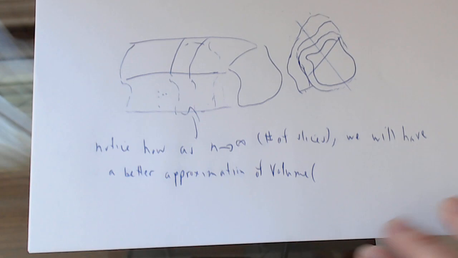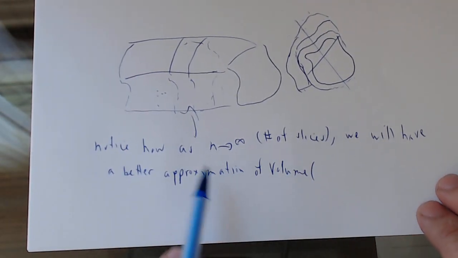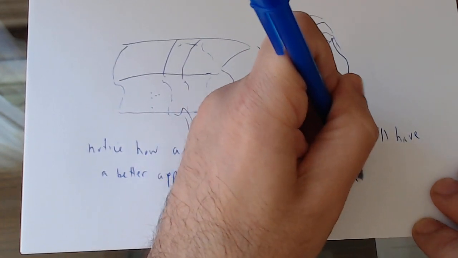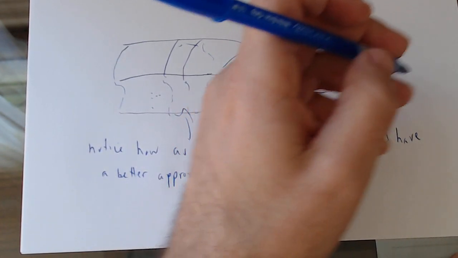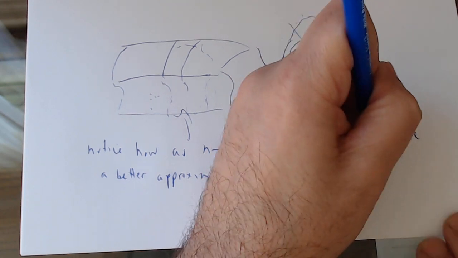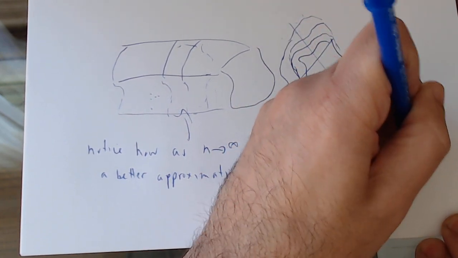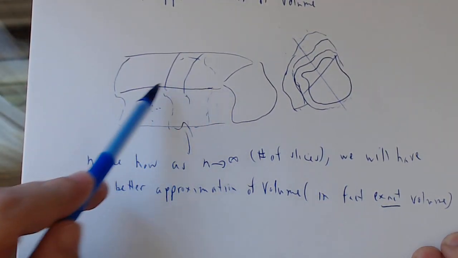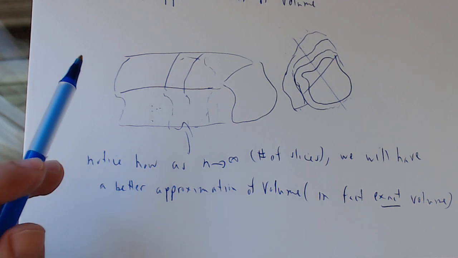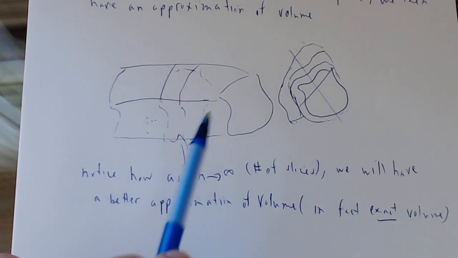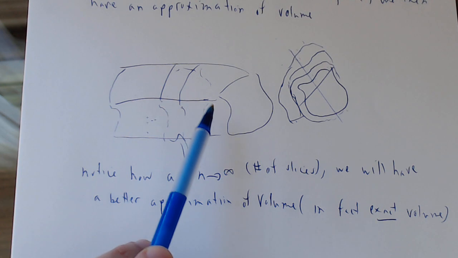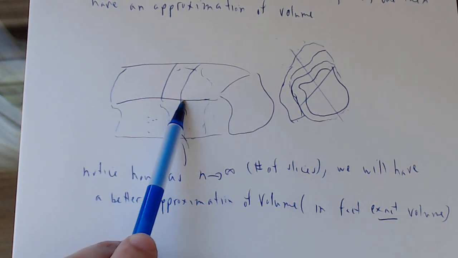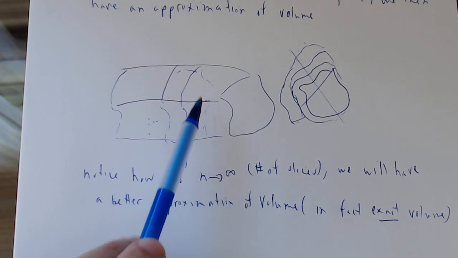And one comment I'll make here is that if I'm making infinitely many slices, we'll have the exact volume. So what we notice is the more we slice these up and find the volume of each piece and add them up, we start getting an approximation. So the more slices we have, the better approximation of the volume of the solid. And if we have infinitely many slices, then we start getting the exact volume of this shape.